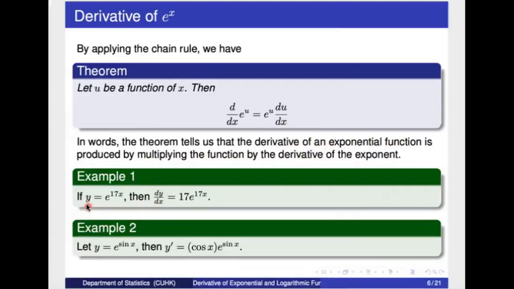For example, if y equals e to the power of 17x, then dy over dx equals 17e to the power of 17x. Another example is if y equals e to the power of sin x, then y prime equals cos x times e to the power of sin x.